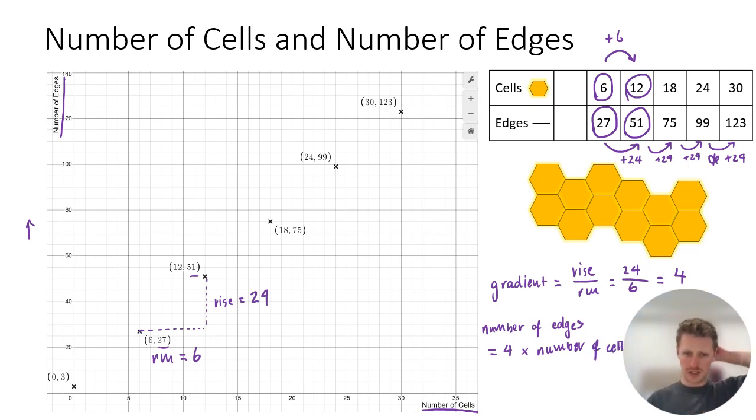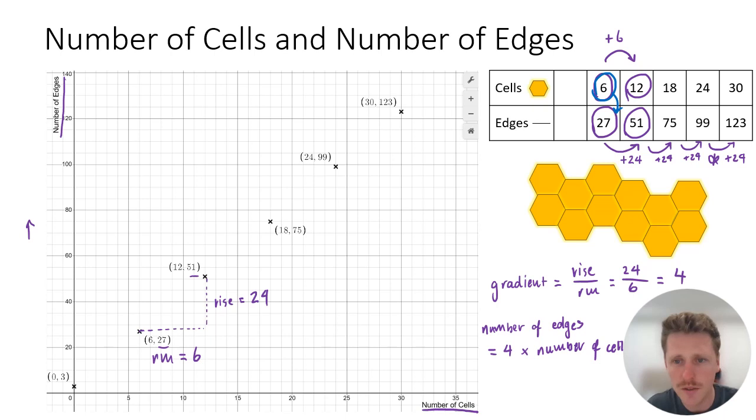Okay, but let's see if that works. Let's just do a common sense check. If I take 6 and multiply by 4, I don't get 27, I get 24. So you can see that I actually need to add on 3. Because 6 times 4 is 24, but then I have to add on 3.